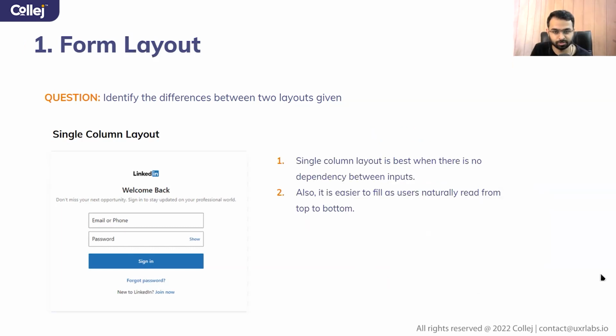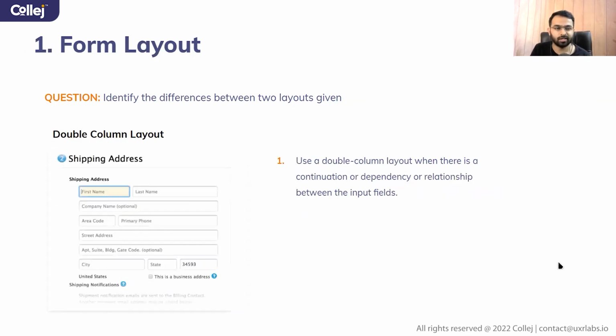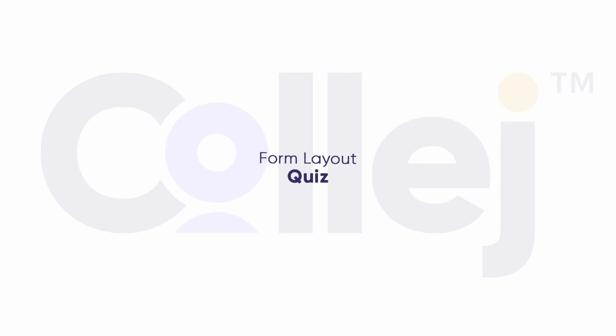Single column layout is best where there is no dependency between inputs. And also it is easier to fill as users naturally read from top to bottom, but that's also questionable, right? And then double column layout when there is continuation or dependency or relationship between the input fields.